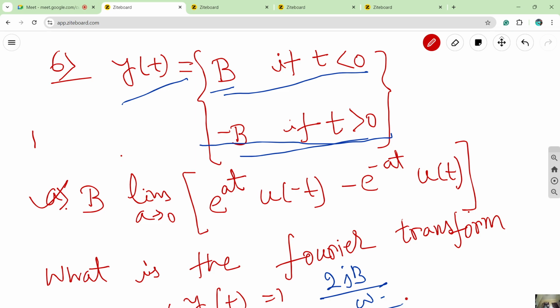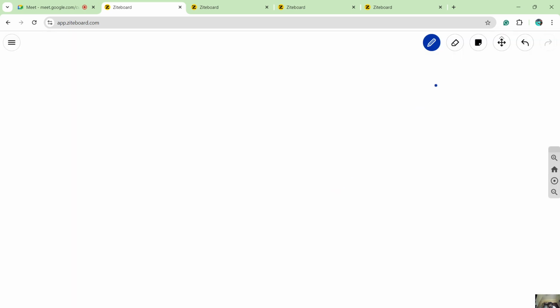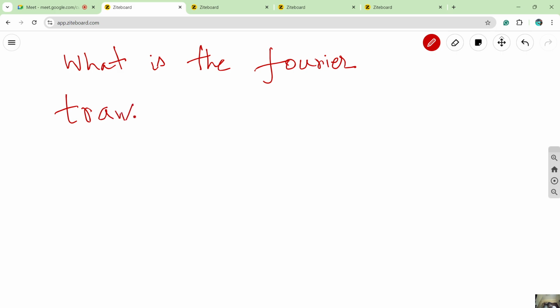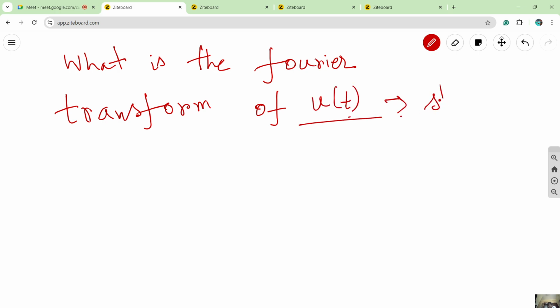Okay. So the last question for today. What is the Fourier transformation of u(t), the step function?